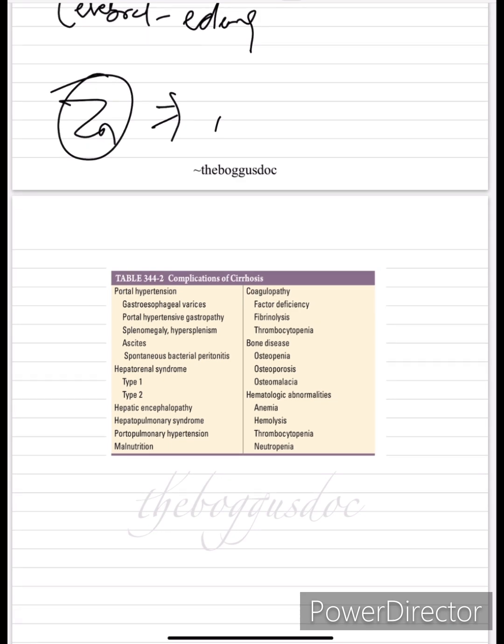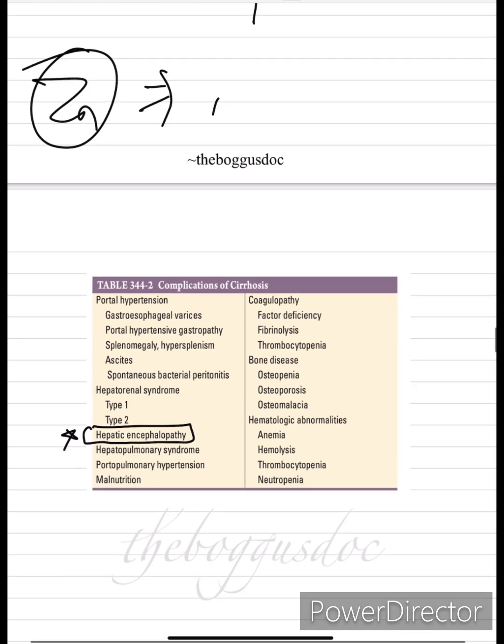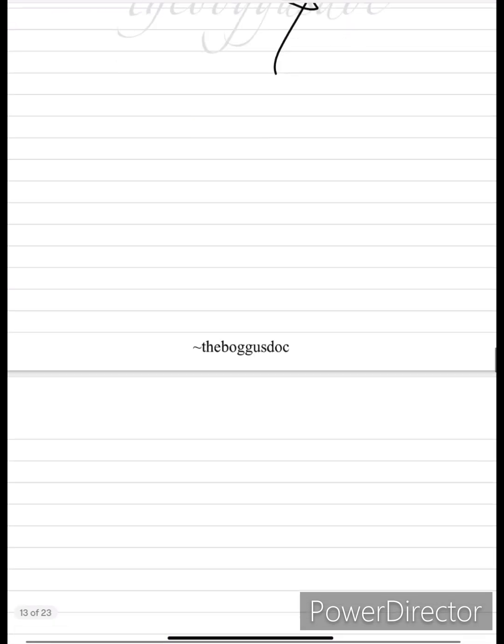Okay. Next thing is, what are the complications of cirrhosis? We only read one complication of cirrhosis, and what we read today is hepatic encephalopathy. It is very commonly present in IPDs. Okay. Next thing, you have to rectify these things. What are the complications of cirrhosis? Important point. Next thing, we read.